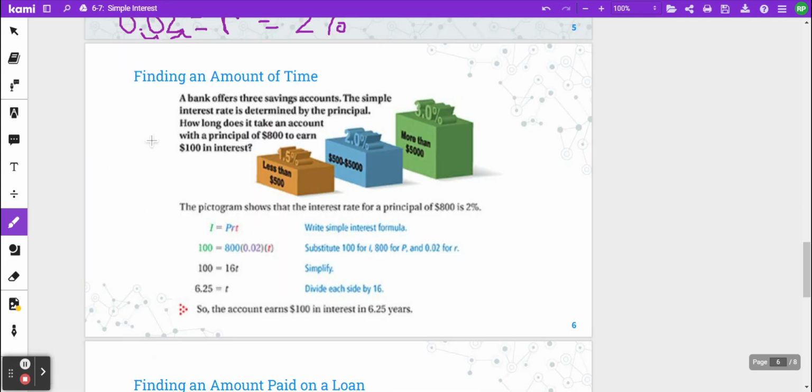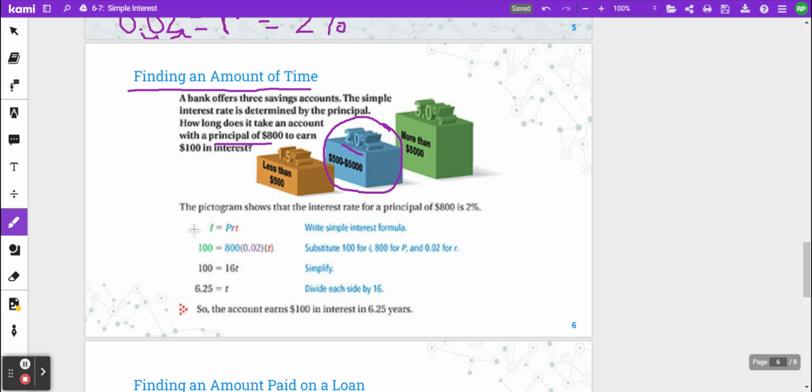The next example is still using the exact same equation, I is equal to PRT, but we're just solving for a different variable. This time we're going to find an amount of time. The example says a bank offers 3 savings accounts. The simple interest rate is determined by the principal. How long does it take an account with a principal of $800 to earn $100 in interest? So the principal amount, $800, would be this middle box that shows it earns 2% interest in that particular bracket of investment.